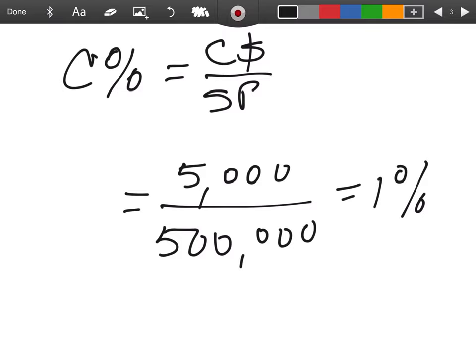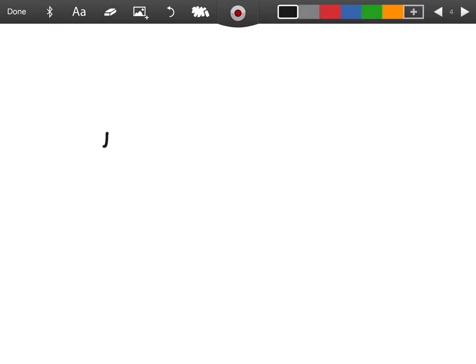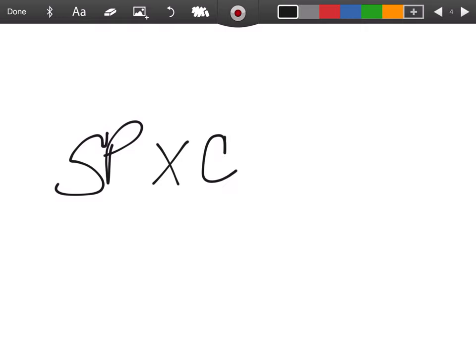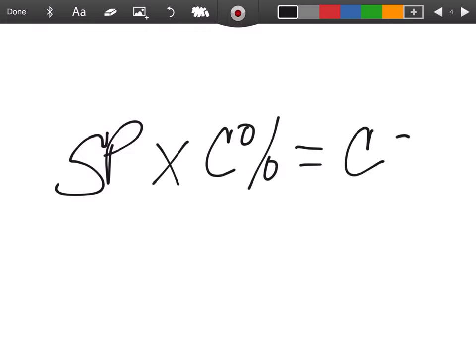All right, once again, the sales price of the house times the commission percent equals, let's go back and make sure we're clear. The commission in percentage times the sales price equals the commission dollars earned. All right.